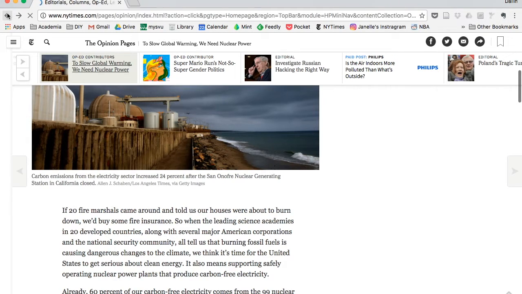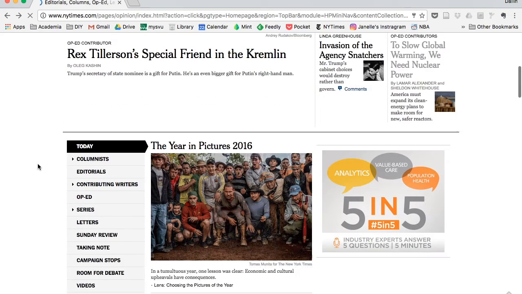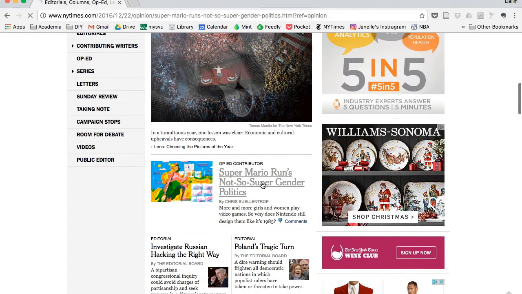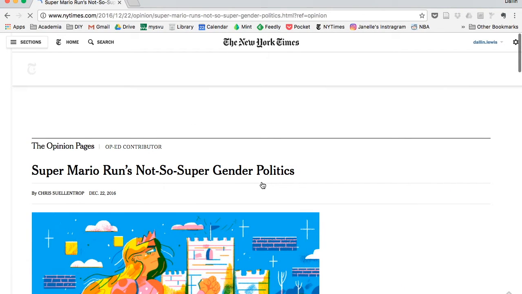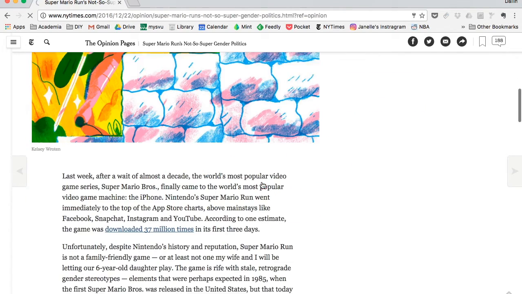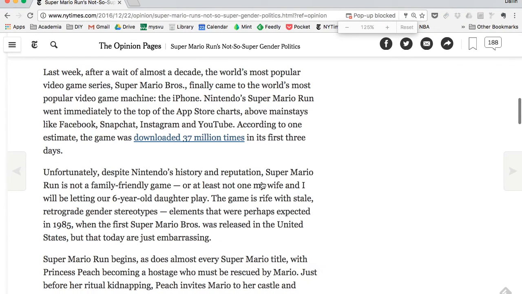Let's go back to the opinion page. Pick another article to look at. This one on Super Mario Run looks to be pretty interesting. Super Mario Run's not so super gender politics. Sounds like a hot take. All right, I'm going to pause the video again and give you the chance to look at these first couple of paragraphs. And again, I want you to try to identify how do they establish a baseline, how do they pivot from that baseline, and finally, how do they introduce their thesis or solution.